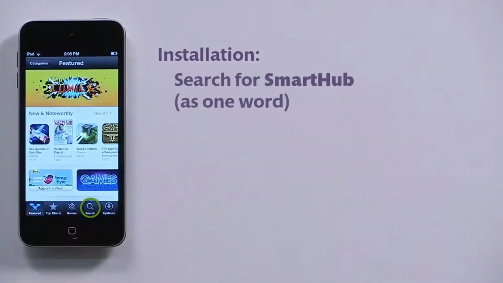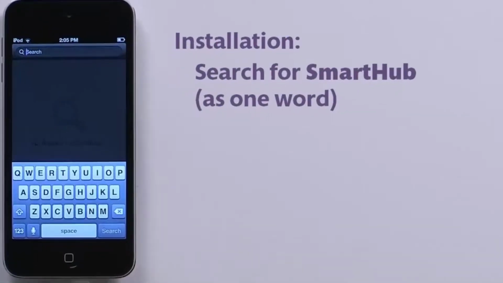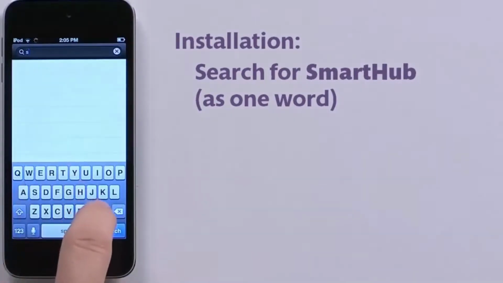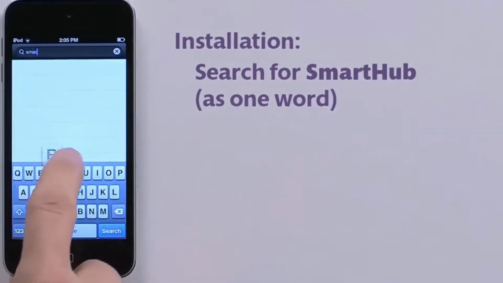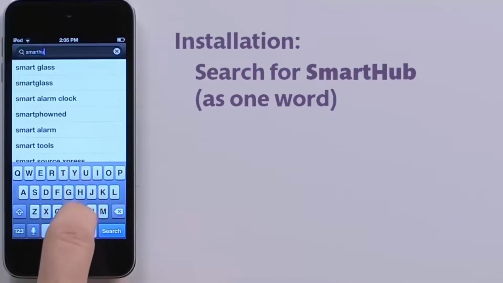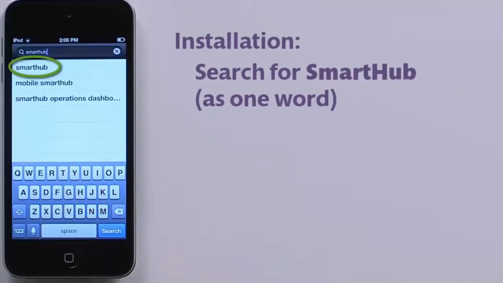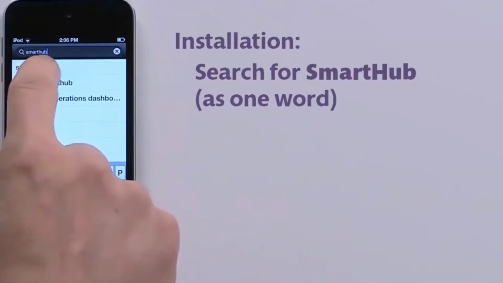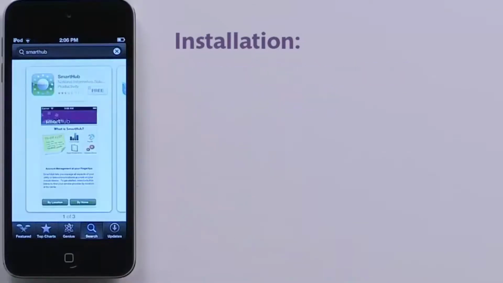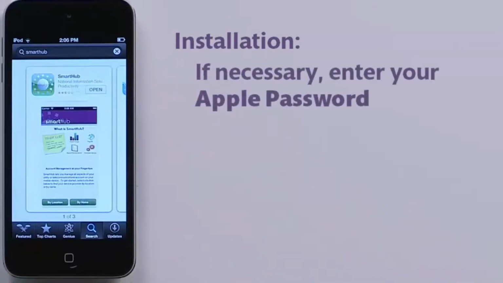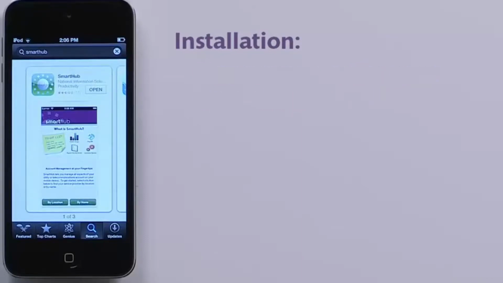Search for SmartHub. The app is available for your iPhone or iPad, and best of all, it's free. Type in SmartHub as one word. Tap the SmartHub app from NISC. Tap the Free button. Enter your Apple ID and password to start the download. Open the app.